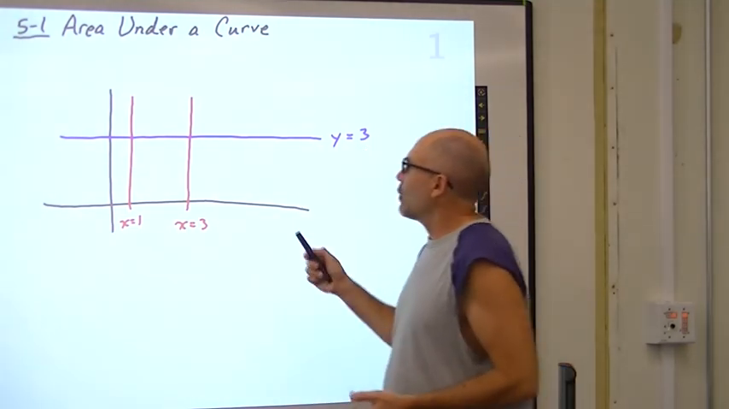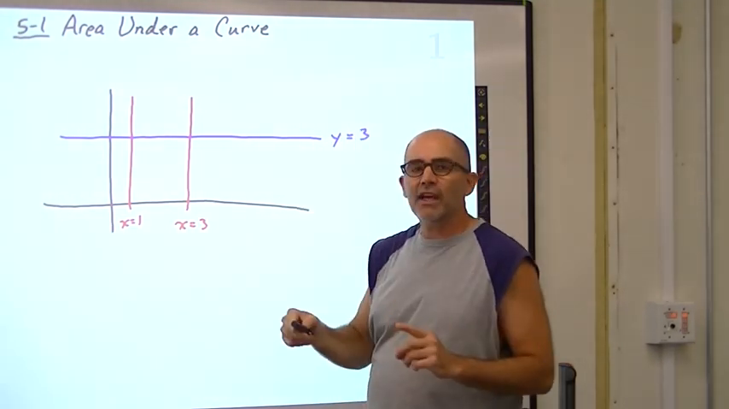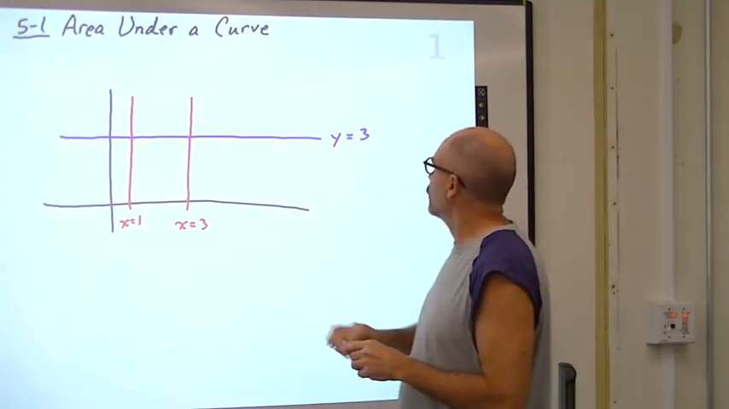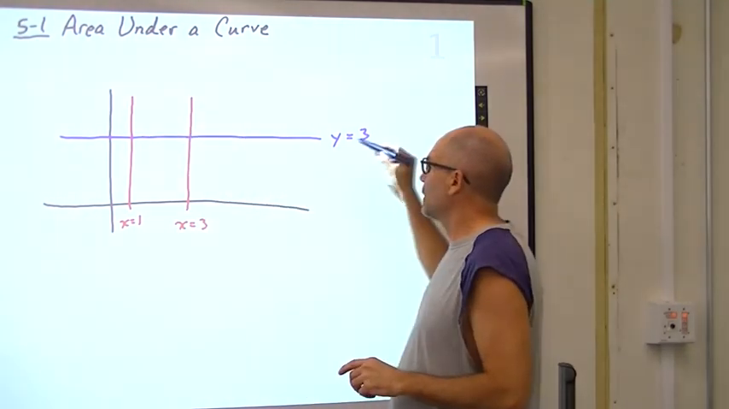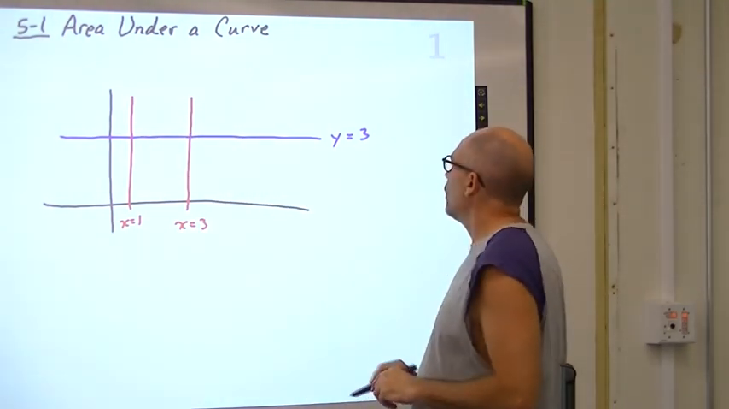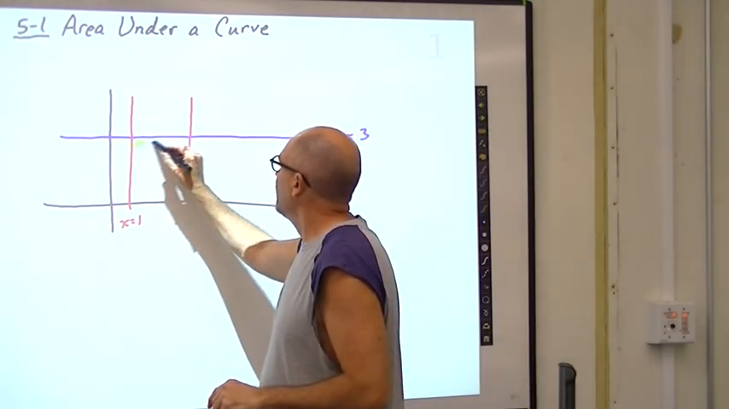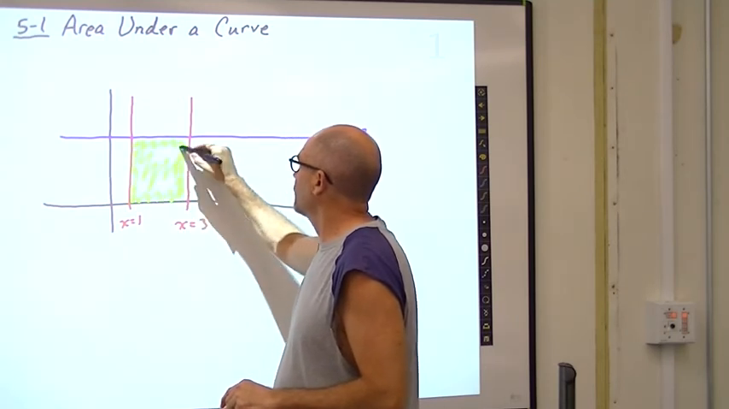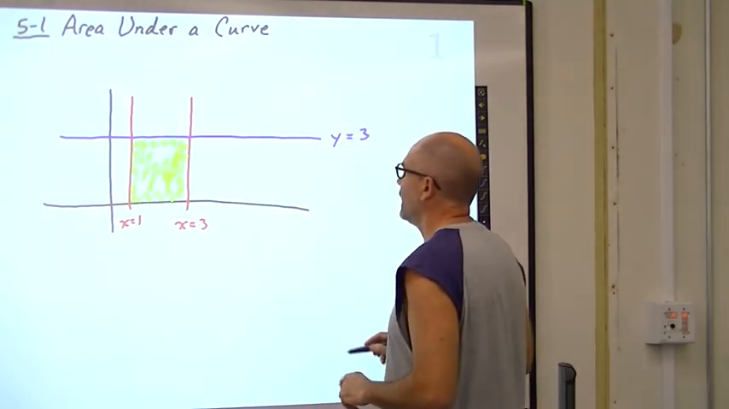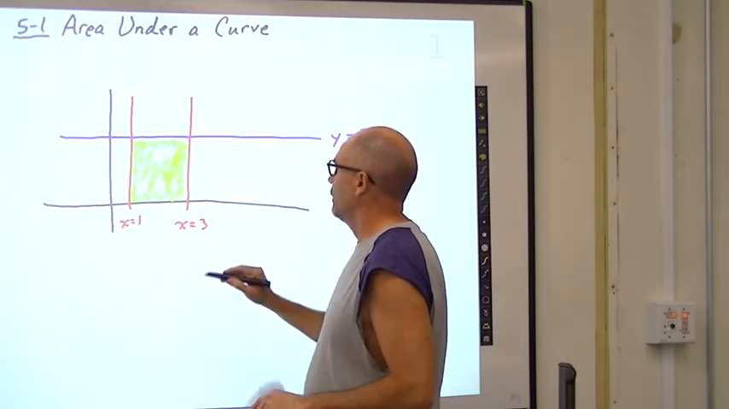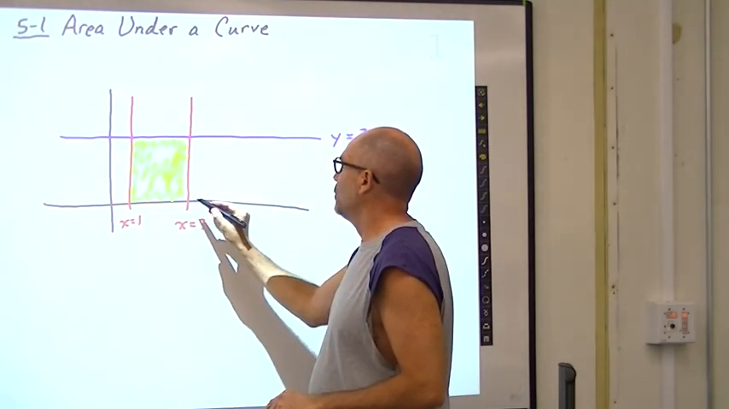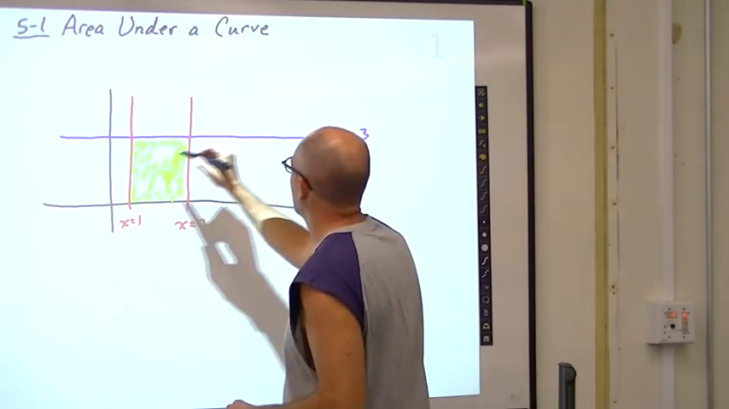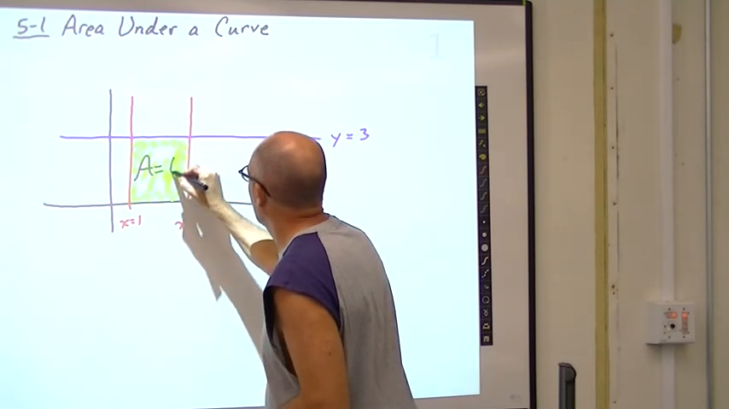So, integration deals with the area under a curve. Now, let's say our curve is a straight line, like y equals 3. And I want to know what's the area under that function between x equals 1 and x equals 3. Well, clearly, this is a rectangle. Its base is 2, and its height is 3. So that makes the area 6.